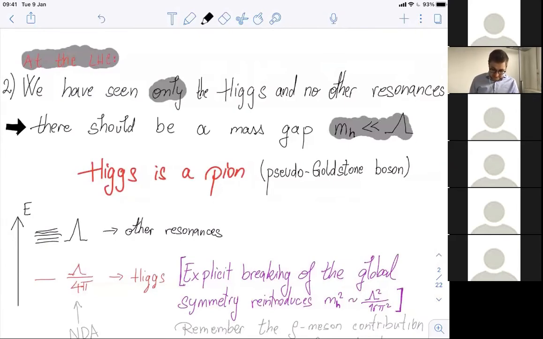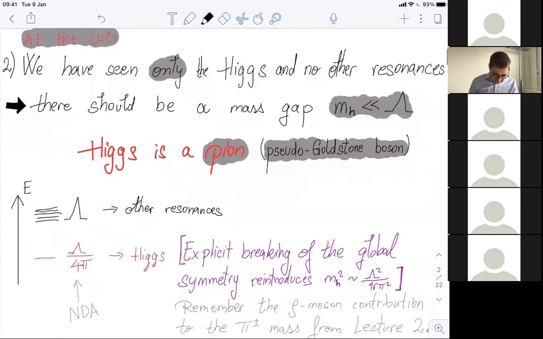In fact, in QCD there are examples of mesons which are naturally lighter than other resonances. These are pions. And there is a symmetry reason behind this. In particular, pions are pseudo-Goldstone bosons of the global symmetry of QCD, which I will discuss at length in this lecture.